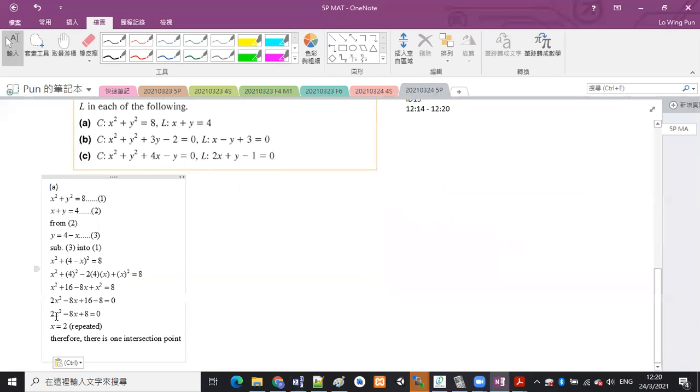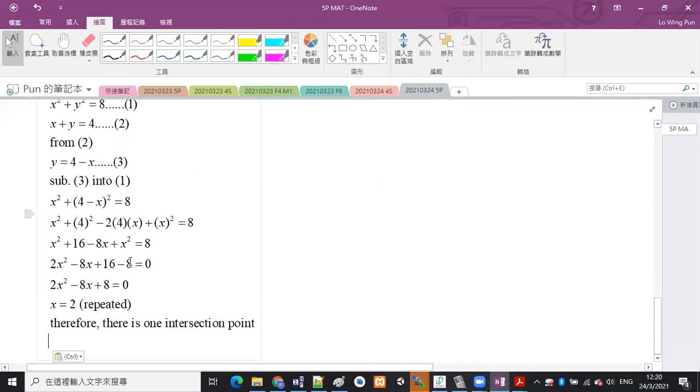Can you see the words? Is it clear? No. Should be enlarged or what? Is it better?